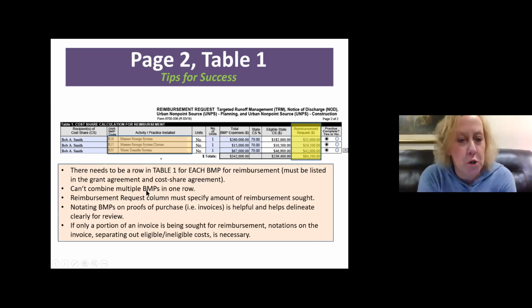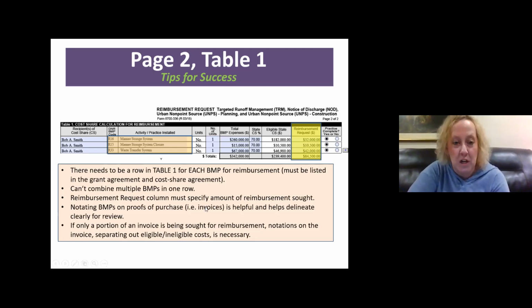And if only a portion of an invoice is being sought for reimbursement, there too, it's very helpful to put notations on the invoice separating out the eligible and ineligible costs. It's very hard when you've got 2 BMPs on an invoice and all the costs are lumped together, and one of those BMPs is going to be reimbursed and the other one isn't. So we really need you to put some sort of notation. Again, it can just be a handwritten note saying that $20,000 of this invoice is for whatever BMP that is not going to be reimbursed via this grant. Those types of little notations are very helpful.